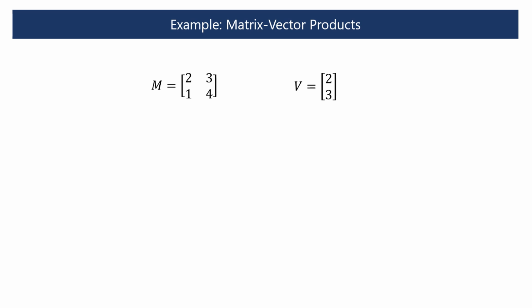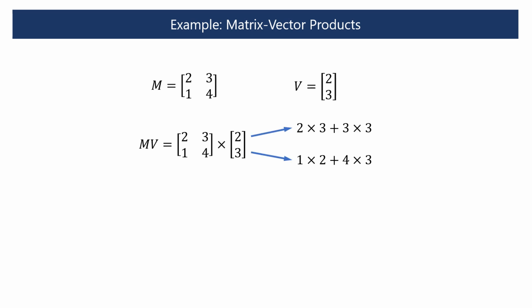Consider a 2 by 2 matrix M and a two-dimensional vector V. To compute the product MV, we compute the dot product of each row of M with the vector V. The dot product is calculated as follows. For each element in a row of the matrix, multiply it by the corresponding element in the vector V, and then add these products together.